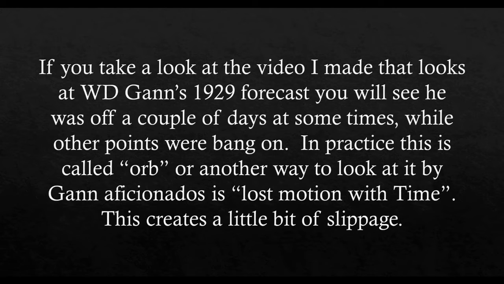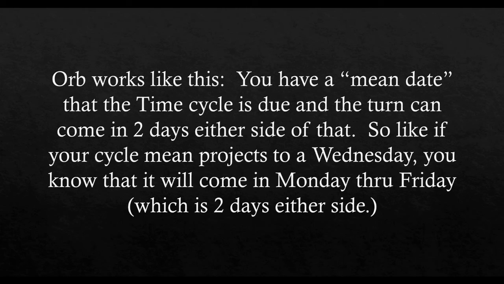If you take a look at the video I made that looks at W.D. Gann's 1929 forecast, you will see he was off a couple of days at some times, while other points were bang on. In practice, this is called orb, or another way to look at it by Gann aficionados is lost motion in time. You've heard about lost motion in price in some of my other videos. This is lost motion with time. This creates a little bit of what Gann called slippage, and it's normal.